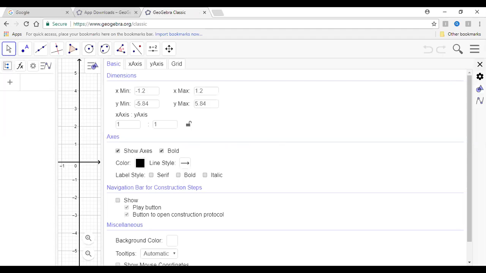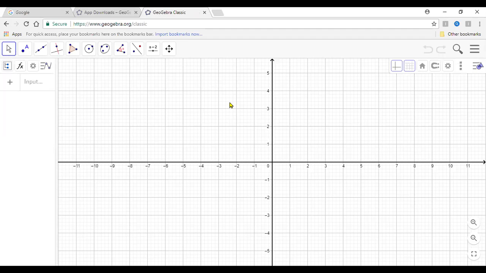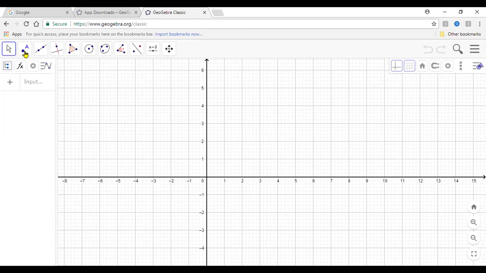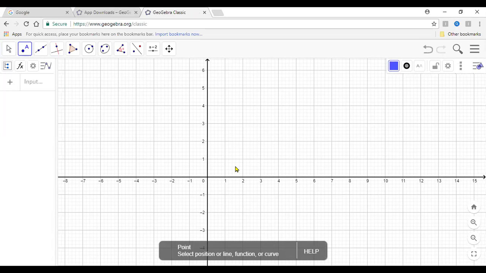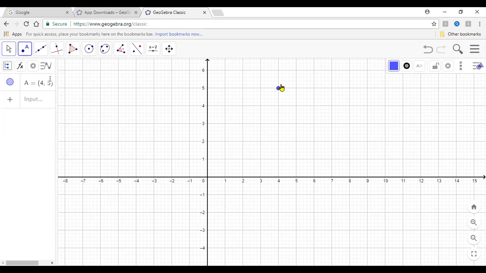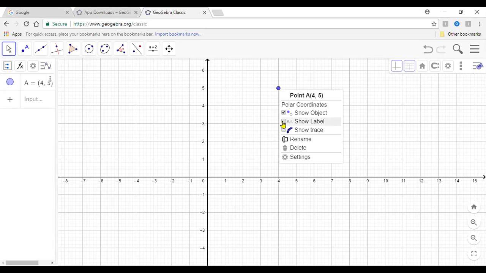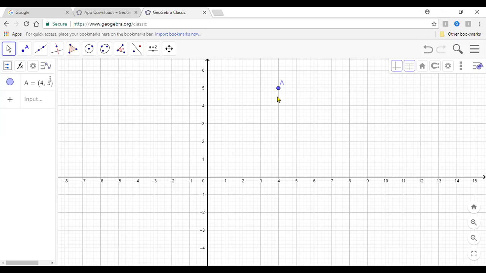Let's plot. First of all, the object is given in the question, so we have to first make the object. The vertex A, what is the coordinate of vertex A? 4 comma 5. Let me mark the point 4 comma 5. Here I have marked a point whose coordinate is 4 comma 5. Let me show its label. It will be the point A. Similarly, we can do the same thing for the other vertices B and C.